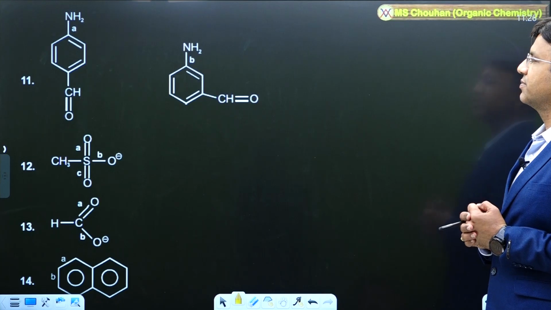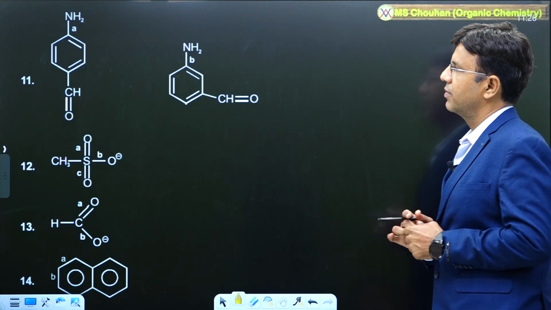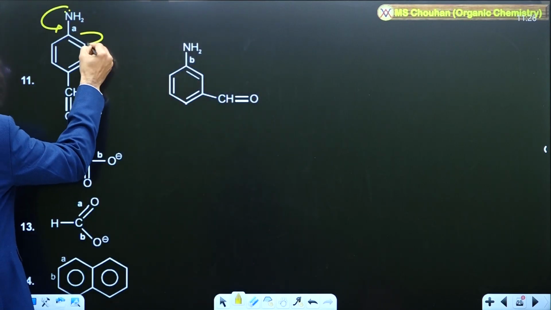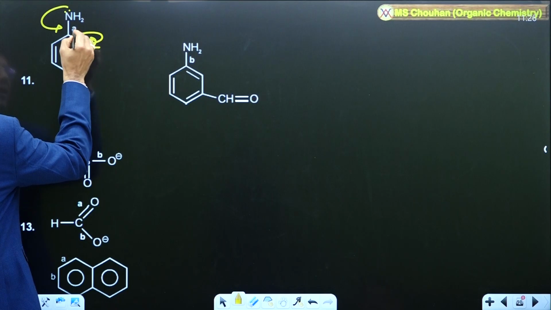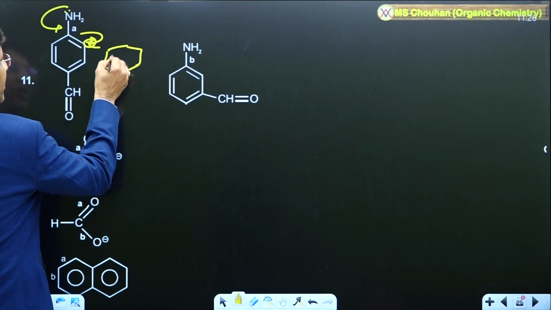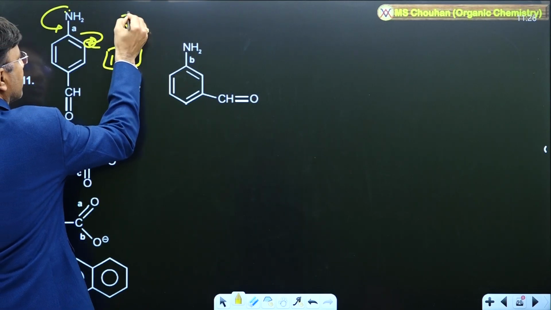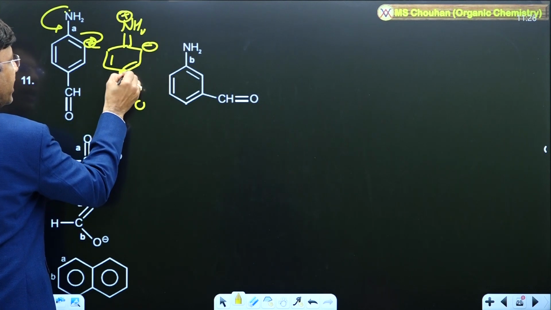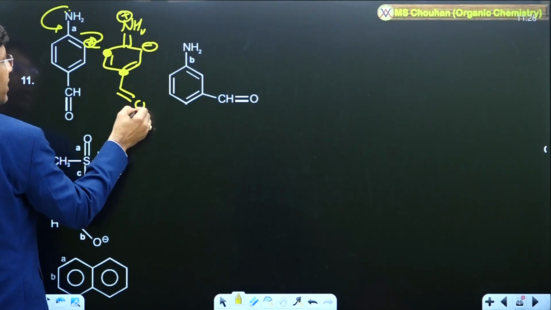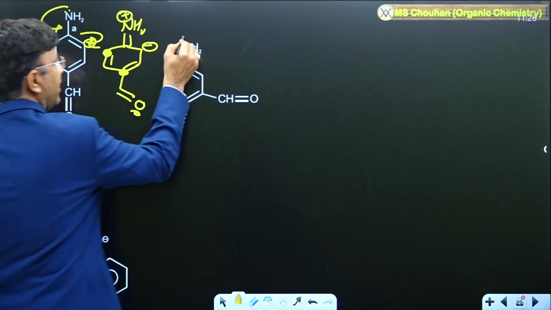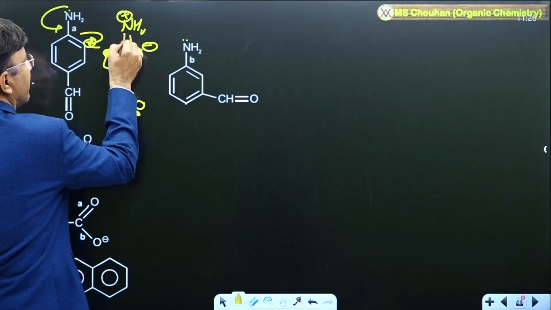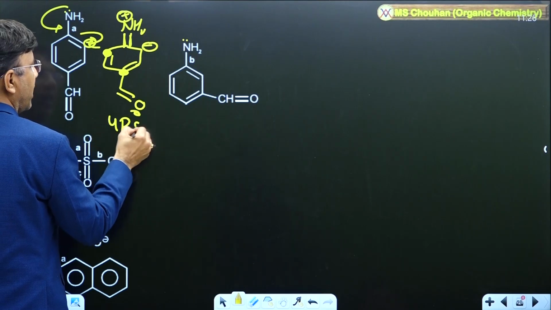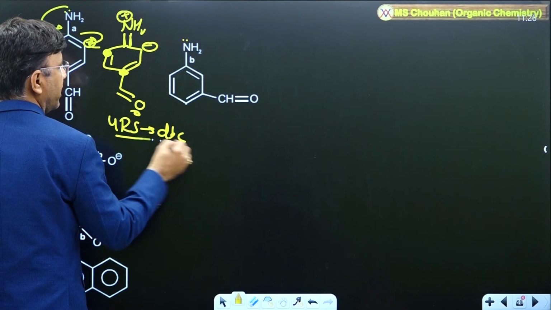What about 11th? Now in 11th, this lone pair undergoes resonance. There will be a double bond character. If I draw a resonating structure, there will be negative, then negative will be on carbon, negative on this carbon, negative on oxygen. While how many RS have double bond character? This 1, 2, 3, 4. We can say 4 RS have double bond character.